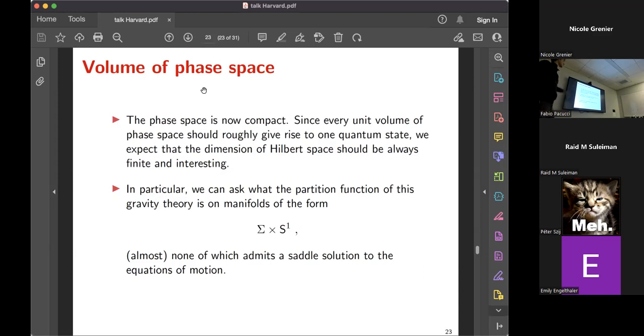And every unit volume of phase space roughly gives rise to one quantum state. And so we expect that the dimension of the Hilbert space is now finite, and every partition function we can compute is now finite. In particular, we can now ask what is the partition function of this theory on manifolds of the same form. And almost none of those, as we discussed, admits saddle solutions of the equations of motion.